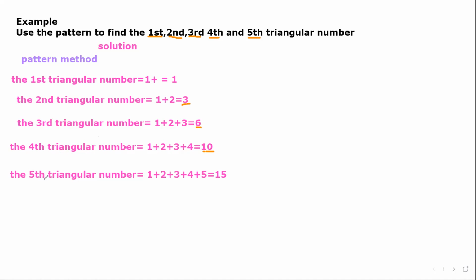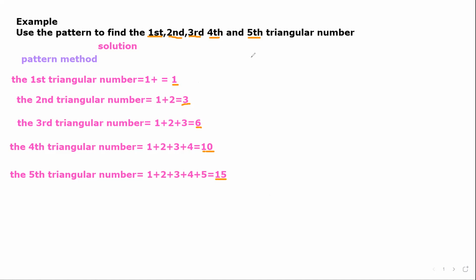In order to get the fifth triangular number, you must add all the first 5 counting numbers. The fifth, you add the first 5. The sixth, you add the first 6. The seventh, you add the first 7. Okay, to get the triangular number. So here, the fifth triangular number, you add the first 5 counting numbers, and when you add them, you get what? 15. So these are the triangular numbers up to 5.